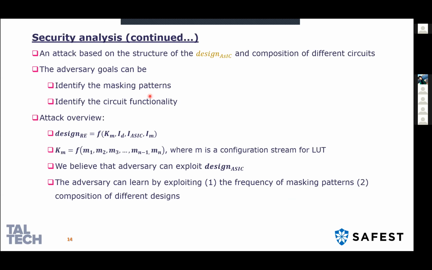So the overview of the attack is that the reconfigurable design is a function of KM, where KM is the bit stream to program the reconfigurable part, and ID is the input for the design. IASIC is the input from the ASIC part to the reconfigurable part, and IM is the activation signal to activate the configuration mode. KM is further a function of M1 to MN, where MN is the configuration stream or masking stream for a single LUT.